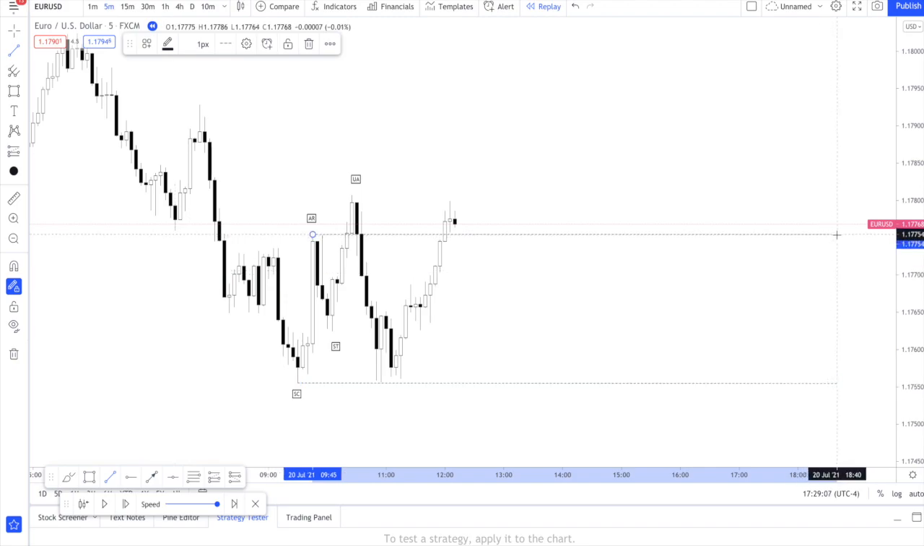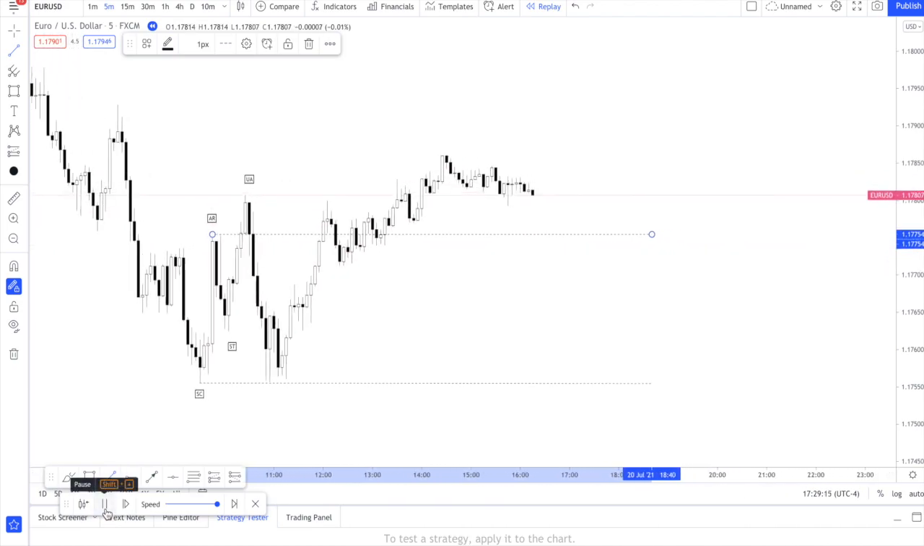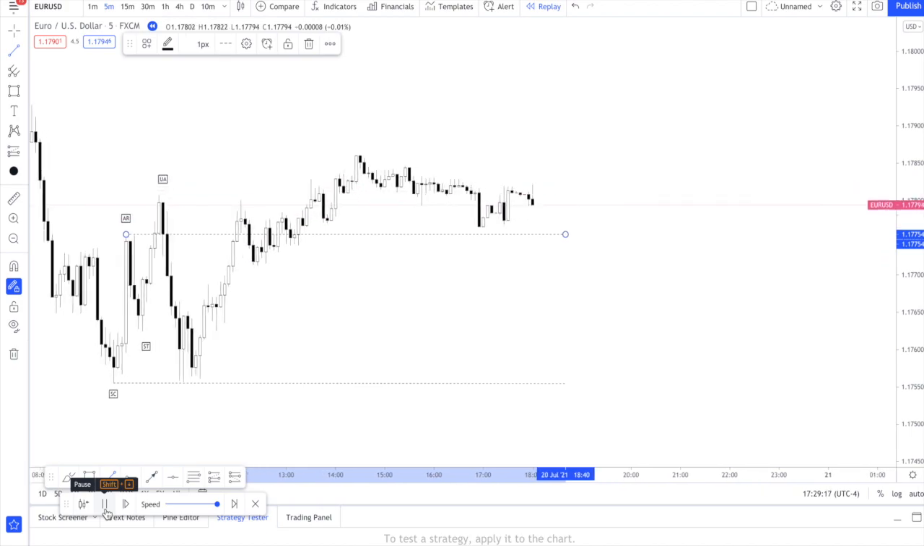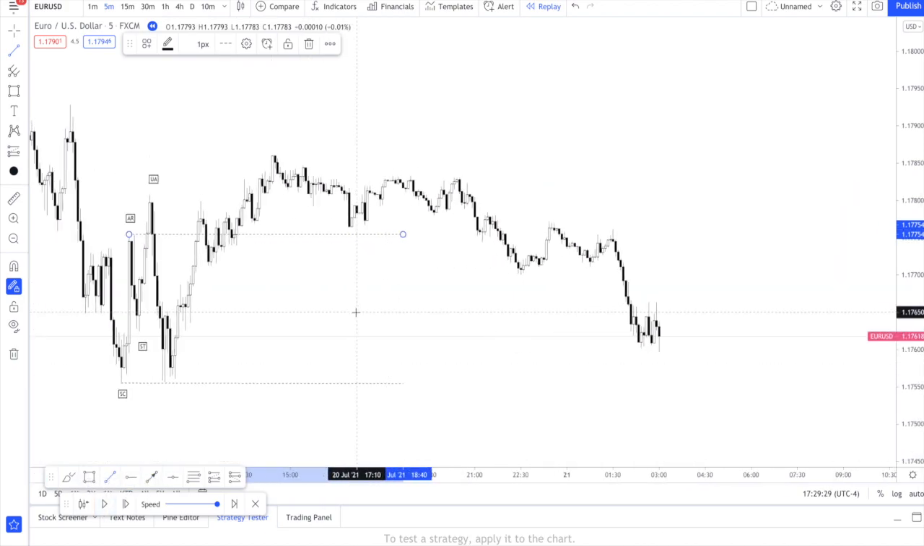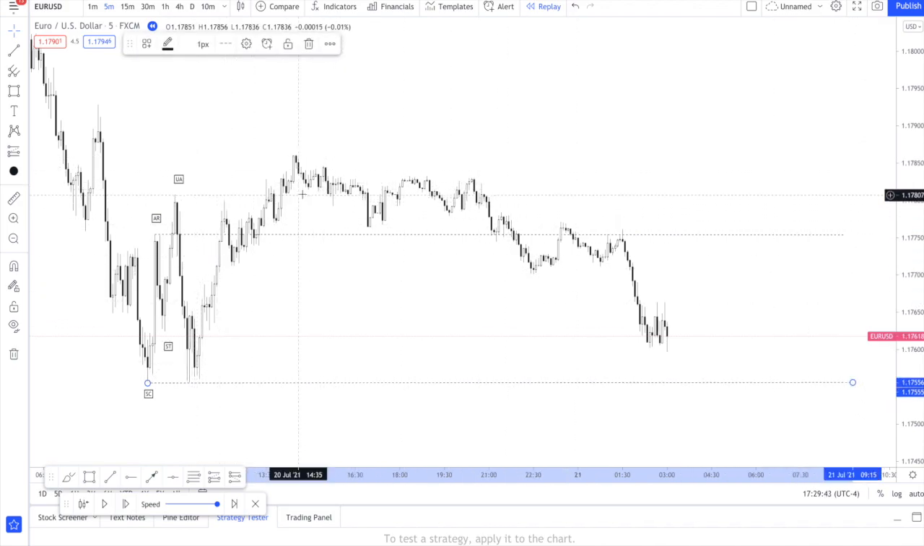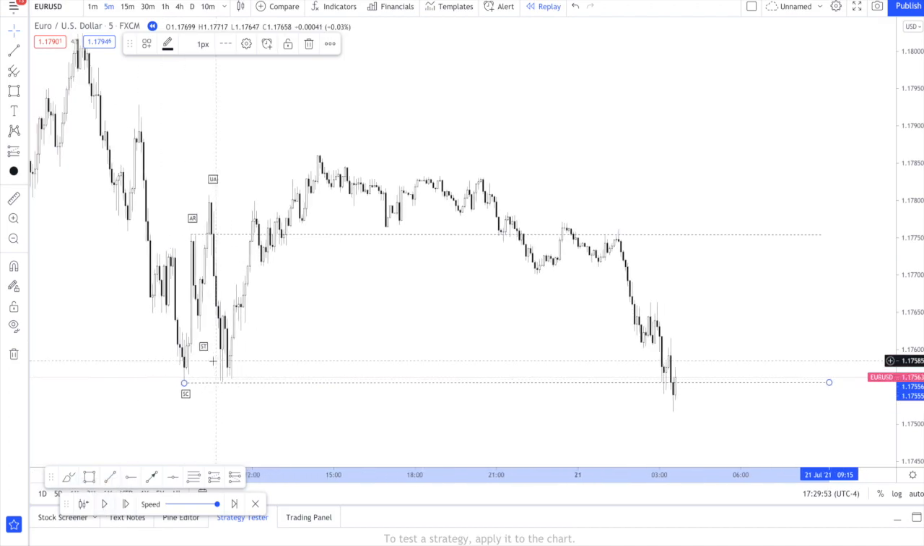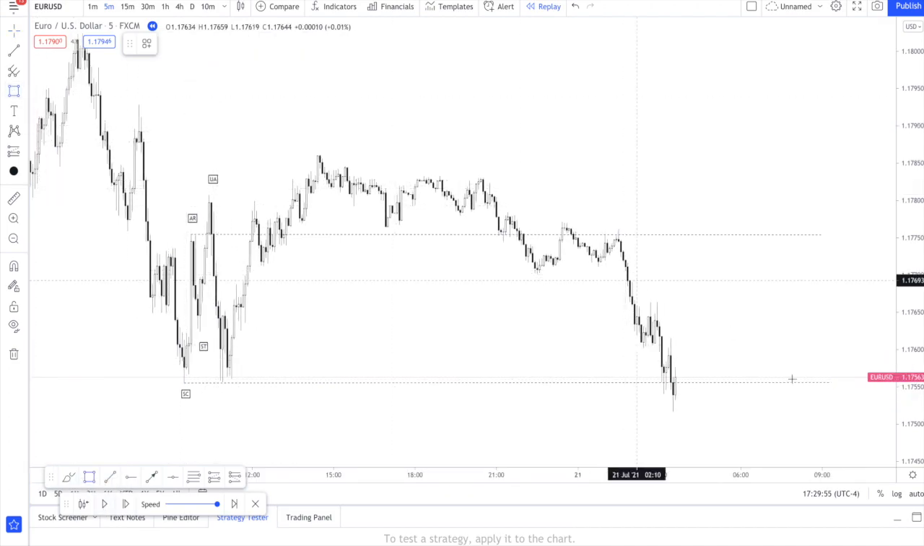Okay, cool. So let's watch this play out. Okay, so we actually went above this without a spring. So right now, the schematic's invalidated, but I'm still waiting for a spring. So great, I get that spring. Now, I like to see if this has tapped into a previous point of interest. Did this just fill a previous imbalance?